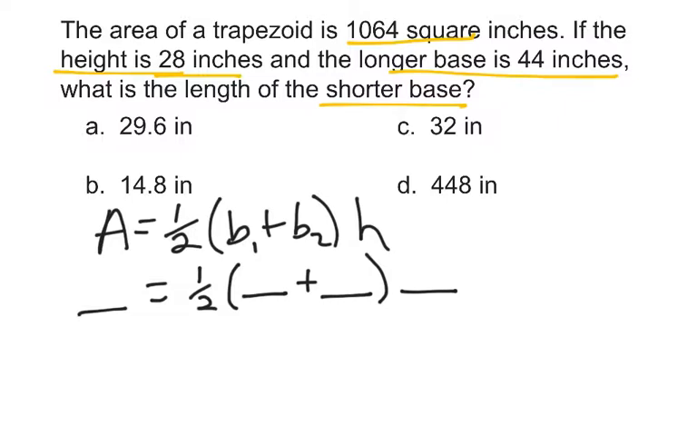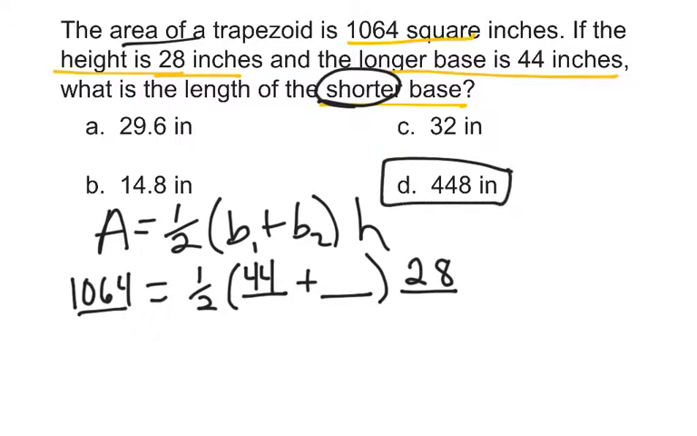So we keep everything the same, and we just fill in the blanks. So we have an area of 1,064. We have a height of 28, so that replaces the h. We have the longer base of 44. And then we need to know the shorter base. That word shorter is going to give us a little hint. We can look at problem D, and we can see that 448 is bigger than the base of 44. So I know my answer has to be less than 44, so I can isolate this.